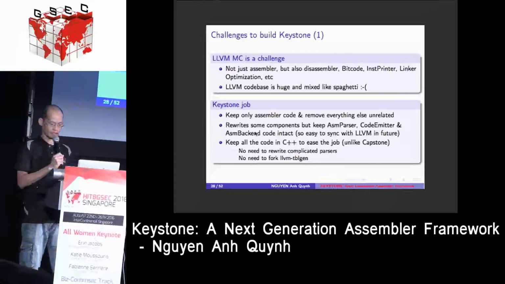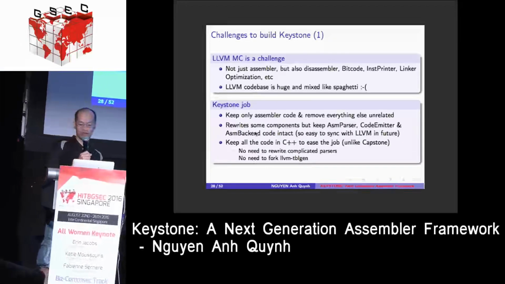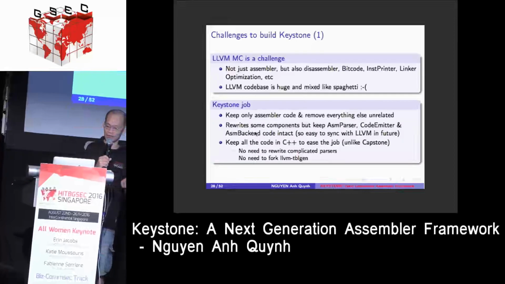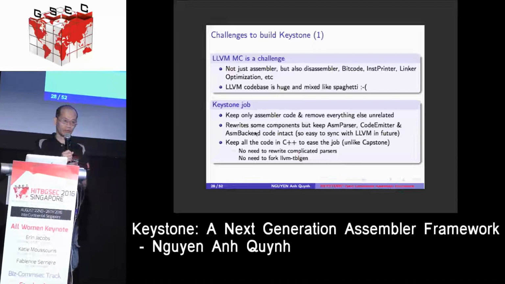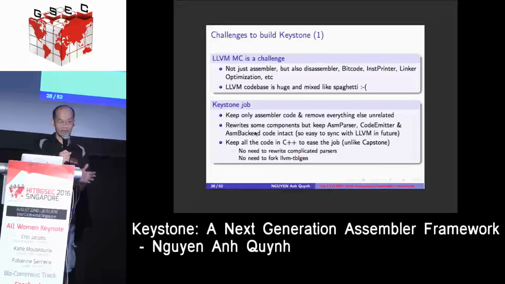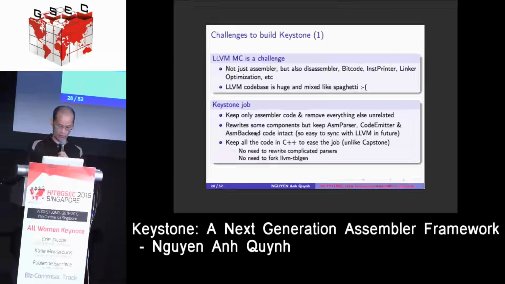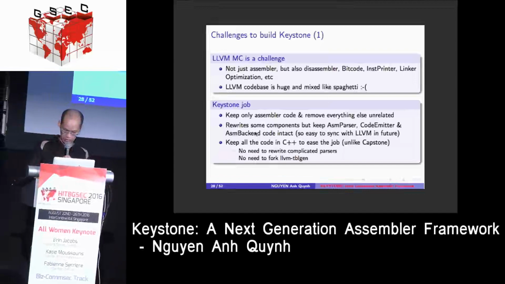One more decision which I think is good is that, unlike Capstone, because I forked LLVM to build Capstone before, but Capstone was in pure C, no C++. This time I decided I do not want a C project, but I keep everything in C++, so it's easier to maintain and to update when LLVM updates. So Keystone was built in C++.